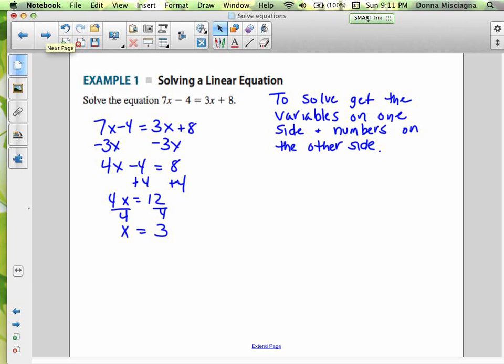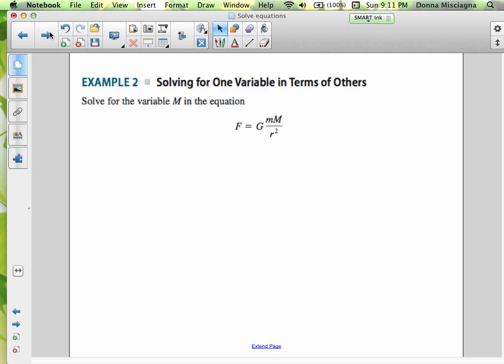Let's look at something very similar, except instead of solving for a variable with a number, we're going to solve for a variable by isolating that variable, and that is solving for one variable in terms of another. Solve for the variable m in the equation, and this is the capital M. The lowercase m and the capital M are different things.